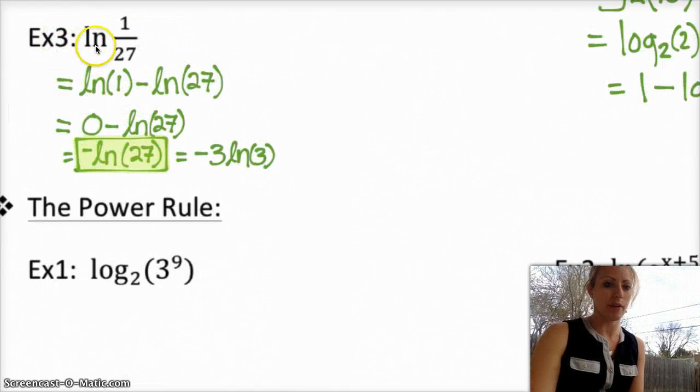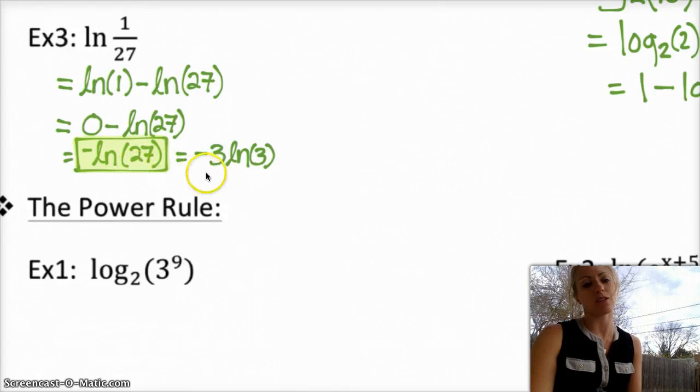Similarly, for example 3, we have natural log of 1 over 27. Using the quotient rule, we can do natural log of 1 minus natural log of 27. But the natural log of 1, or any log of 1, is 0. So that's actually just negative natural log of 27. And we proved in the last part, in the product rule, that natural log of 27 is 3 log 3. So I just wrote it a different way here too. You can see that as well, but either of those answers would be fine.